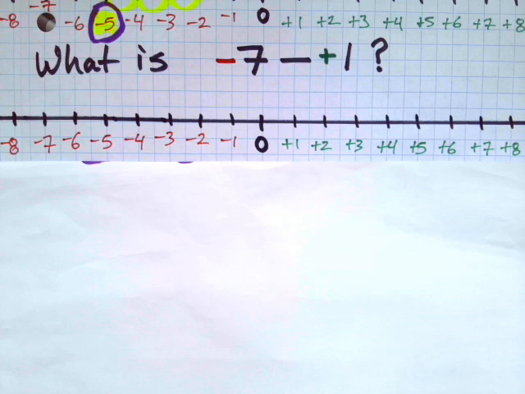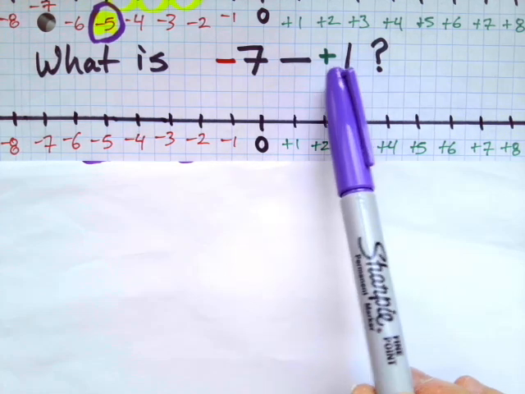So this is the third part of the three-part videos on integers, adding and subtracting positive and negative numbers using a number line. And in quick review, integers are positive and negative numbers.